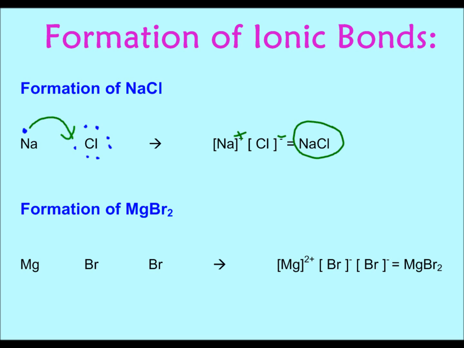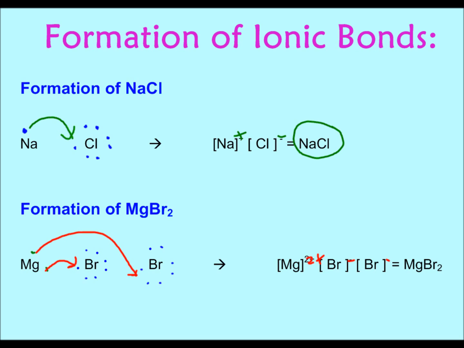Then you have the formation of magnesium bromide. Magnesium has 2 valence electrons, and bromine has 7 each. So the way that this ionic bond is formed is that magnesium will donate 1 electron to each bromine. It becomes 2 plus because it's given up 2 electrons, and each bromine becomes negatively charged. And what's formed is MgBr2.